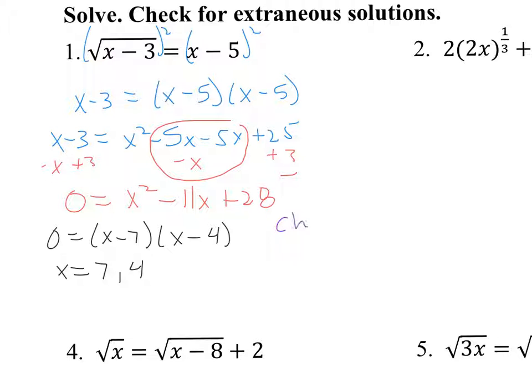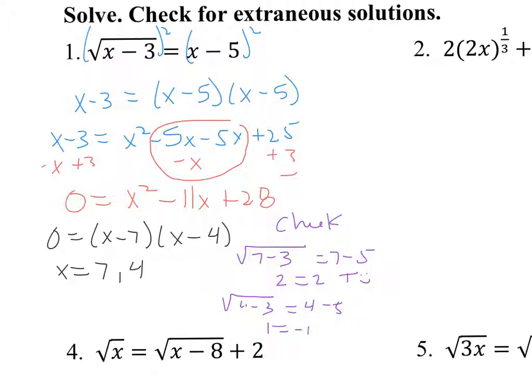I'm going to check this. So first, x equals 7. I always go back to my original. So I have square root of 7 minus 3 is equal to 7 minus 5. And I get 2 equals 2, so that's true. Yay! And then I have the square root of 4 minus 3 equals 4 minus 5. I get 1 is equal to negative 1. That's not true. Sad face. So my only answer is the 7.